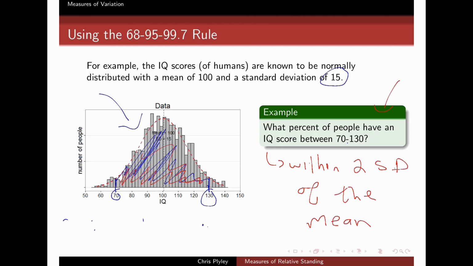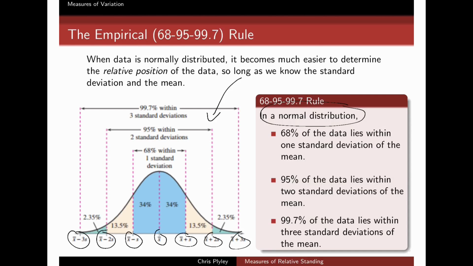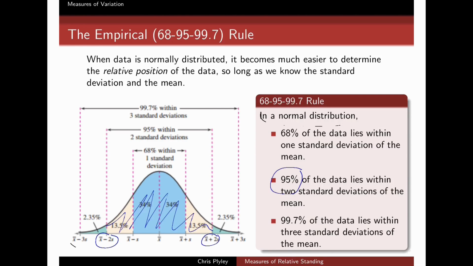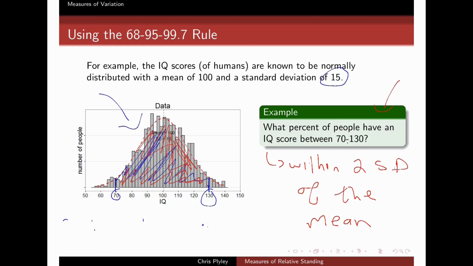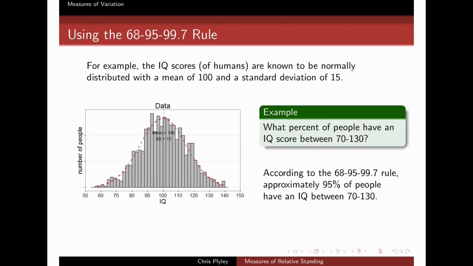And so that's how I use the 68, 95, 99.7 rule, because I know that this rule tells me within 2 standard deviations of the mean, that's from 2 standard deviations below to 2 standard deviations above, I will always find 95% of my data. And if I add up these 4 numbers, 34, 34, 13 and a half, 13 and a half, you'll find it adds up to exactly 95%. So the answer to this first question is that according to the empirical rule, or 68, 95, 99.7 rule, approximately 95% of people should have IQs between 70 and 130.